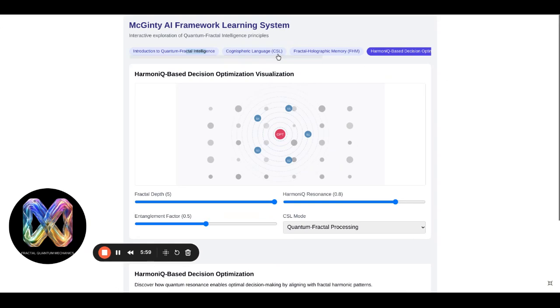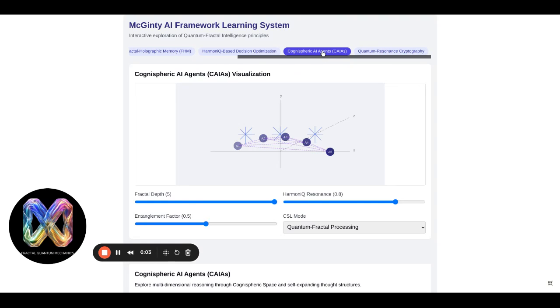Now let's go to Module 5, Cognospheric Agents. In this module, we explore how intelligent agents operate within cognospheric space, or what I call C-space. Traditional AI agents process information linearly, but CAIAs operate across multiple dimensions simultaneously. The visualization shows agents represented as blue nodes moving through a multidimensional space.